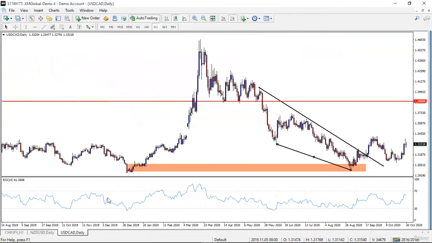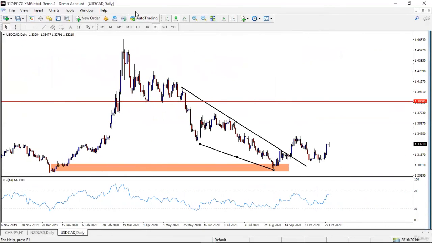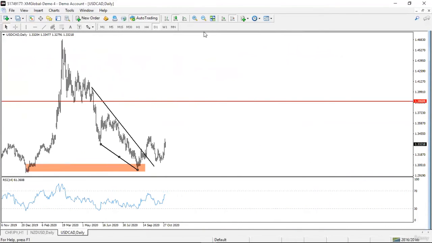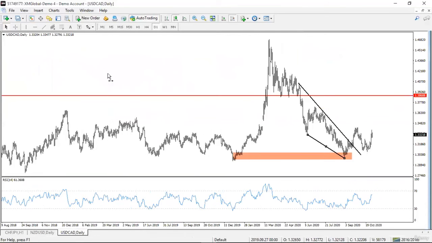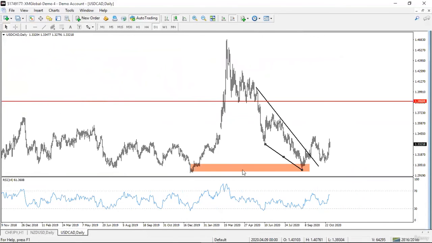USD CAD also is the same thing. It's a falling wedge though. It's a falling wedge going to retest this one on daily. The lows are going down and they're going up here. So it just broke here, it should have a target up around this.